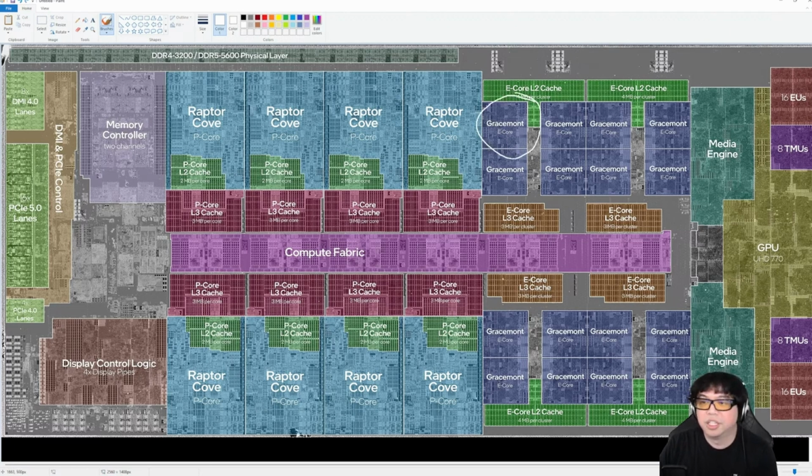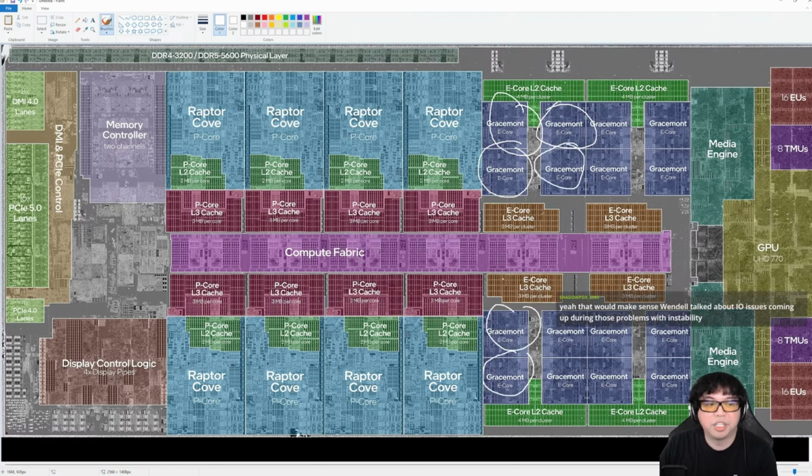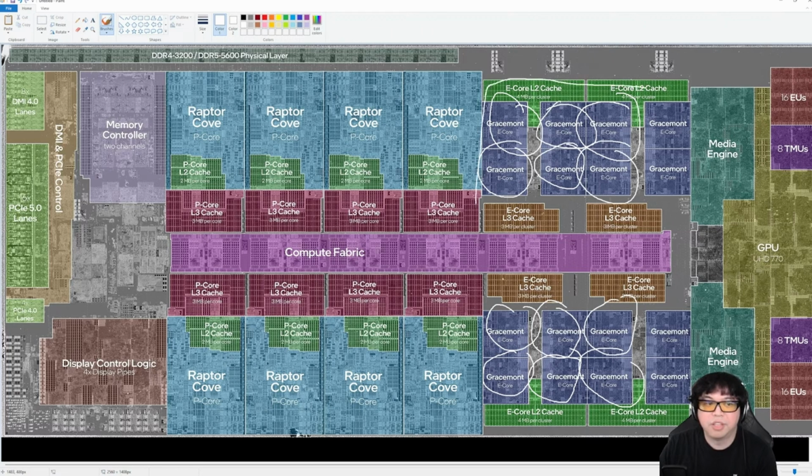This is the reason why when people disable, I forgot to label these. So this is a Gracemont, also known as an E-core. So if you notice 1, 2, 3, 4, 5, 6, 7, 8. These 8 are for an i5, like a 13600K. Now, if we add 4 more, we have 12. This is an i7 14700K. The 13700K only has these. It doesn't have this and this, okay?